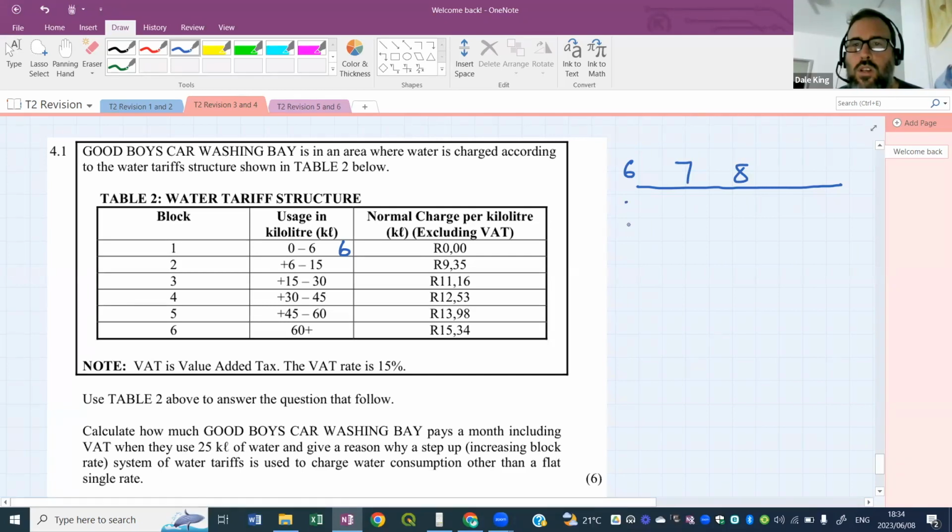If you start here, how many kiloliters do you have? That's 6. Yes, fair enough, because from 0 to 6 is 6. But we're talking about this interval here, which starts at 6. So I'm asking how many kiloliters in this interval. At this arrow, where I'm pointing at the 6, the start of this interval, how many kiloliters do you have?